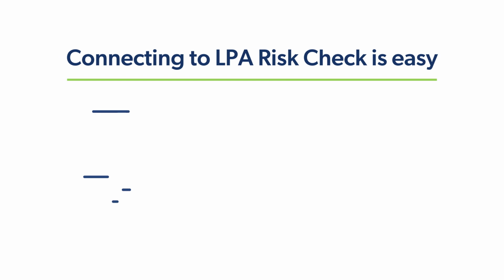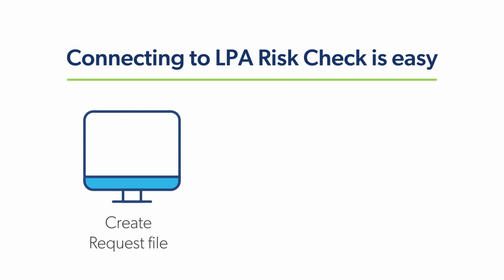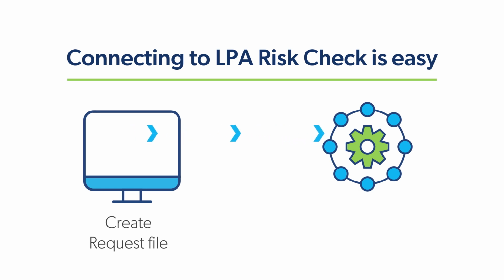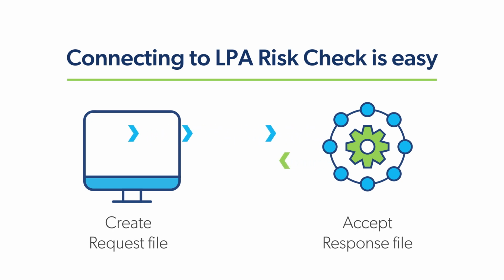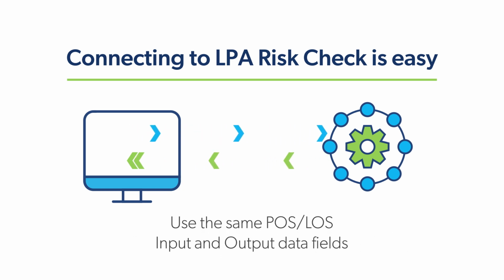To connect to LPA Risk Check, a lender simply submits a request from their POS or LOS to Risk Check, providing the required fields. Similarly, the lender's system will receive a response from Risk Check with the applicable risk assessment results. Once the Risk Check request and response connection is established, users will continue to seamlessly use their existing POS or LOS data fields to capture the required Risk Check data. Similarly, data returned in the response file can be used to populate applicable fields in the lender's systems.